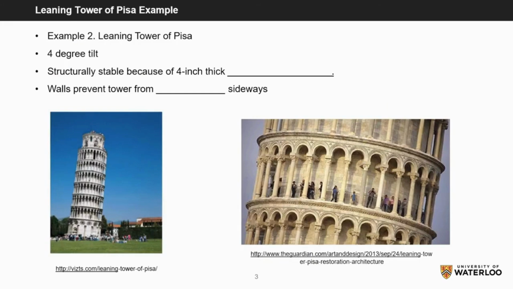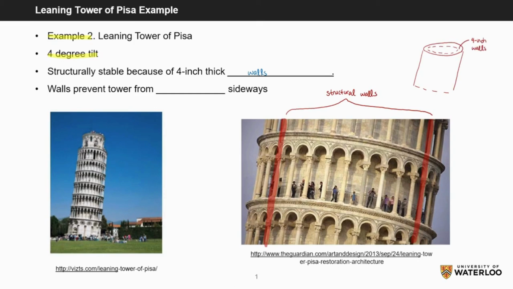The second example we will consider is the Leaning Tower of Pisa. Consider for yourself why the structure is stable despite having a 4-degree tilt. The answer is because it has very large inner walls, 4 inches thick. These walls would wrap around the entire cylindrical shape, kind of like the 3D cross-section I am showing here. These walls prevent the tower from shearing or collapsing sideways.